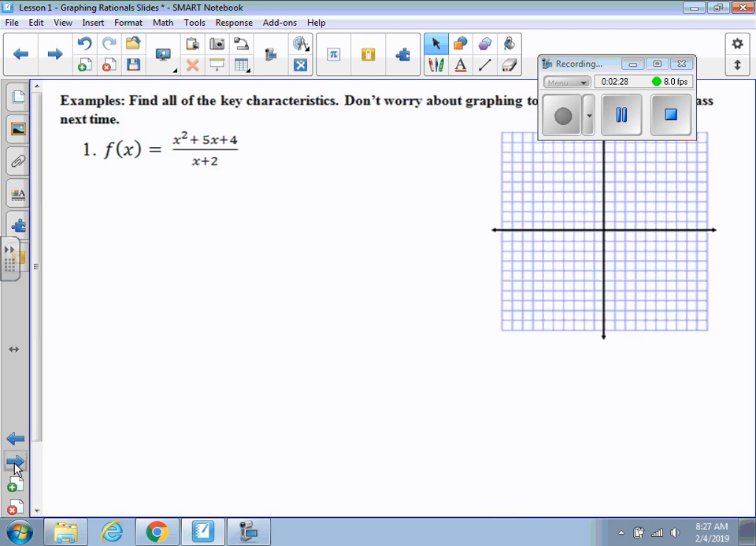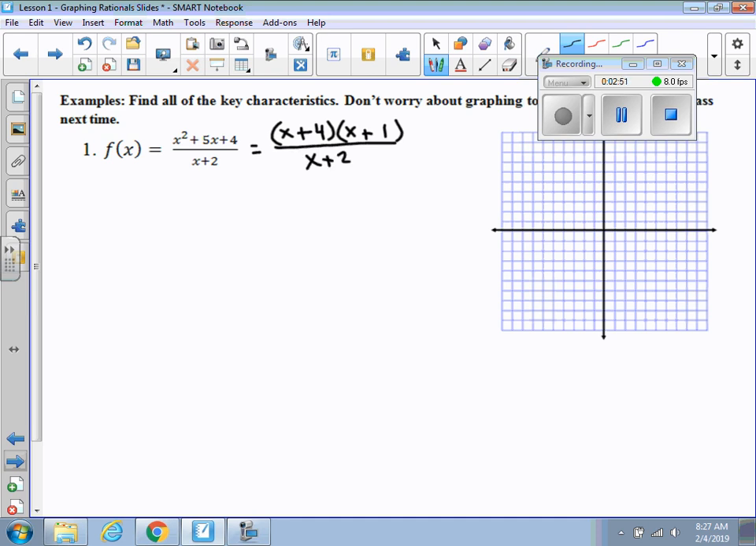So starting at the beginning, taking a look at our problem, let's factor it. So in our numerator, this is an easy factoring since our leading coefficient is 1. We know it's going to be x times x. Since it's a plus 4 and a plus 5x, we know it's got to be plus plus. Factors of 4 that add up to 5 are 4 and 1. Okay, and my denominator is already fully factored.